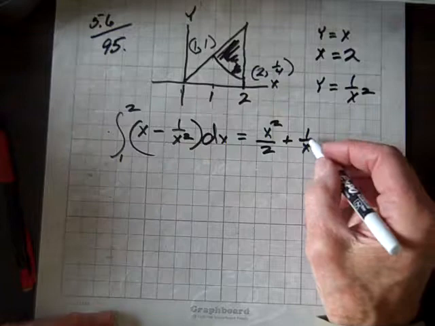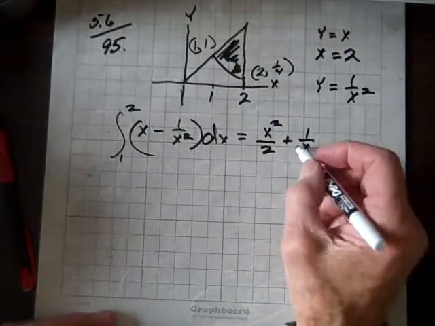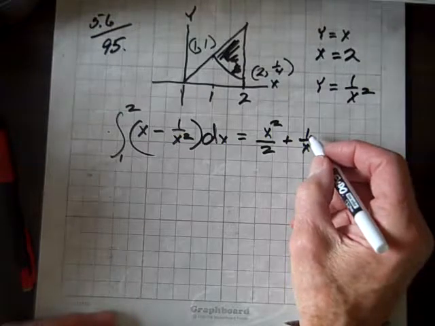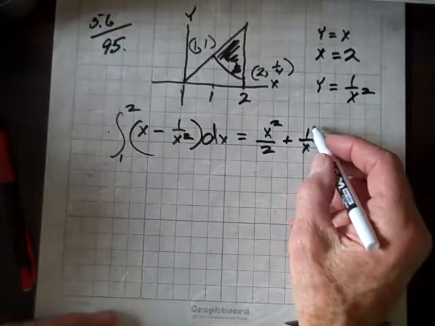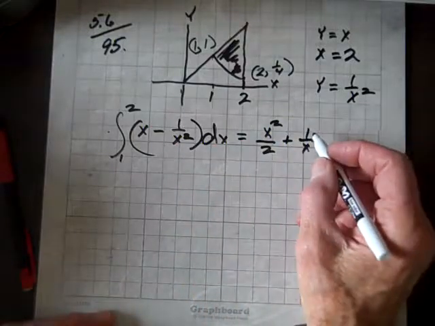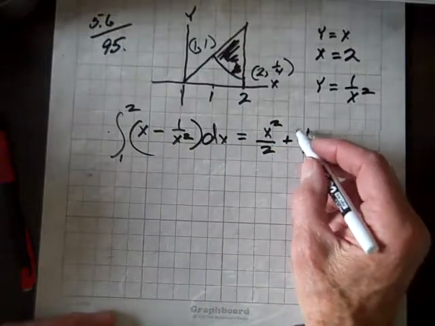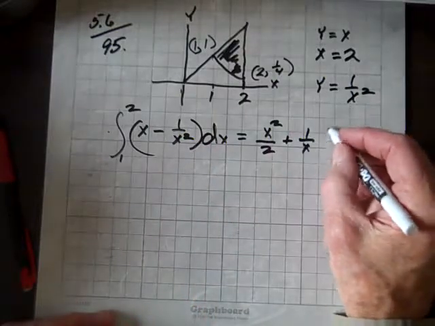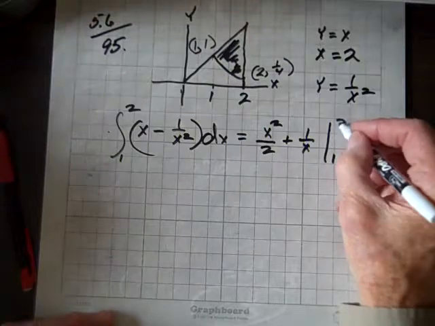Now to check that out, take the derivative of this, reduce the exponent. This would be x to the negative 1. Reduce it by 1, you get x to the negative 2, which is 1 over x squared. And when you bring that negative 1 down, it becomes a negative. So we've done that right. And we'll evaluate from 1 to 2.